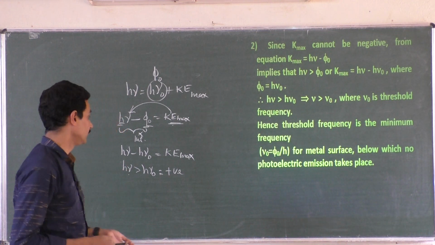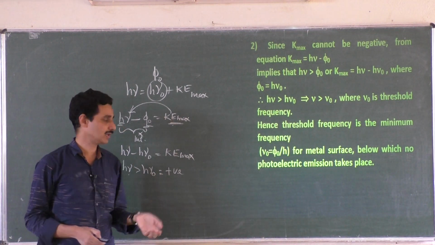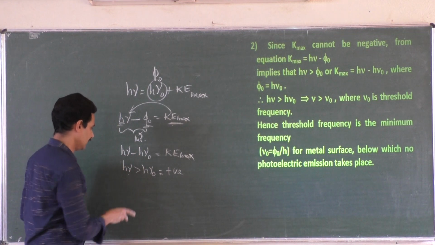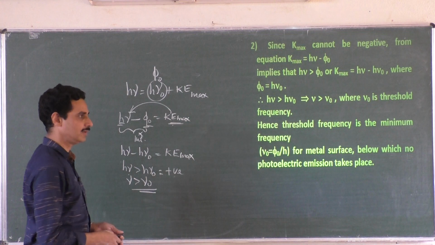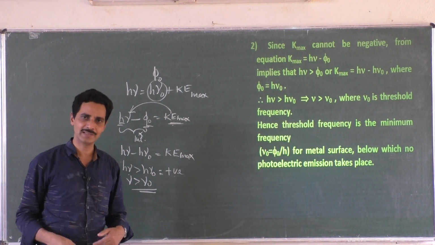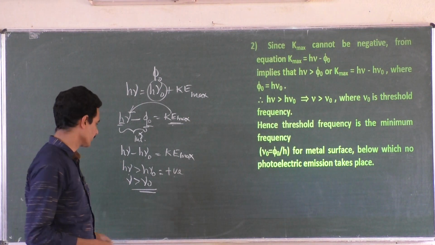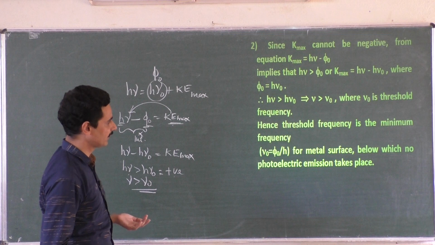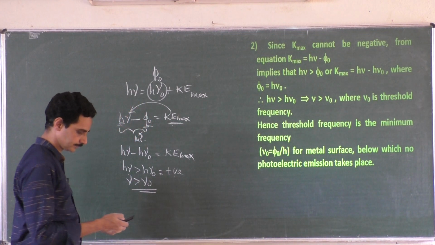Hence, if kinetic energy should always be positive, that means if the electrons have to come out, then h nu should be greater than h nu naught, or nu should be greater than nu naught. Then only this is positive. Otherwise, electrons have not come out, they are inside the material, they are bound, they are not free. So then kinetic energy becomes negative. It is meaningless actually. Hence, threshold frequency is the minimum frequency for a metal surface, right?